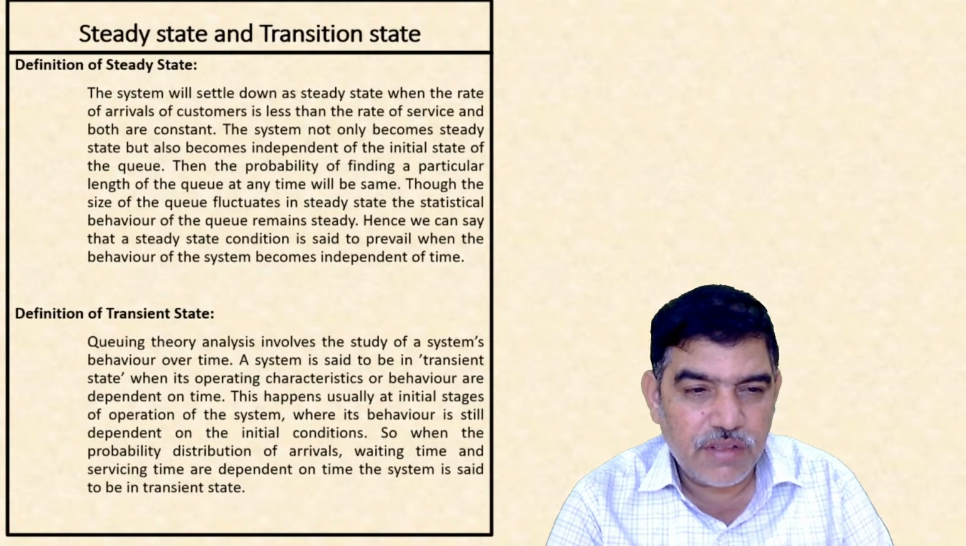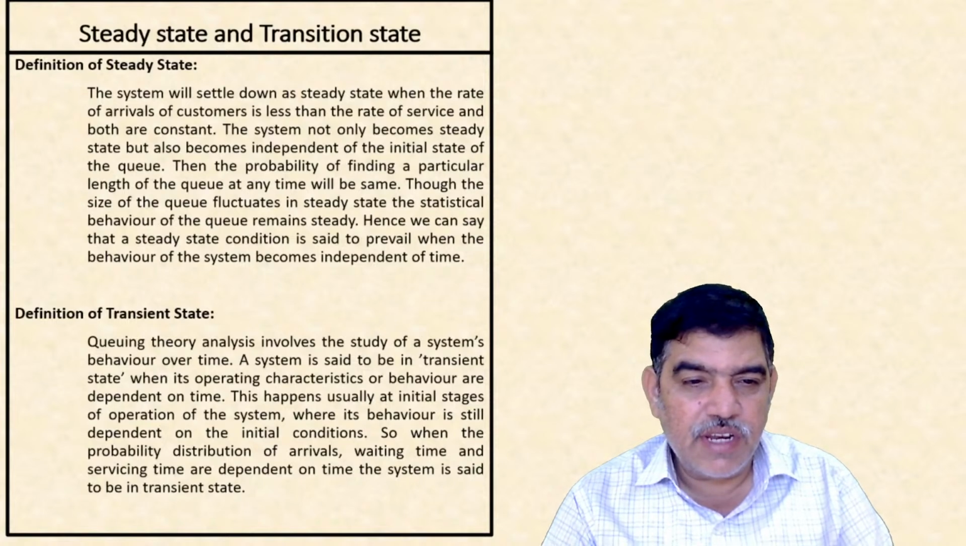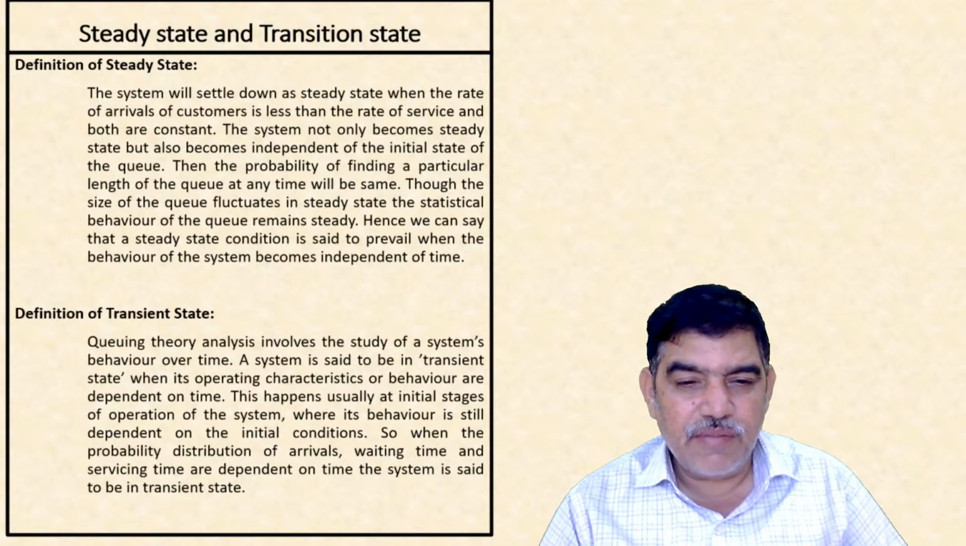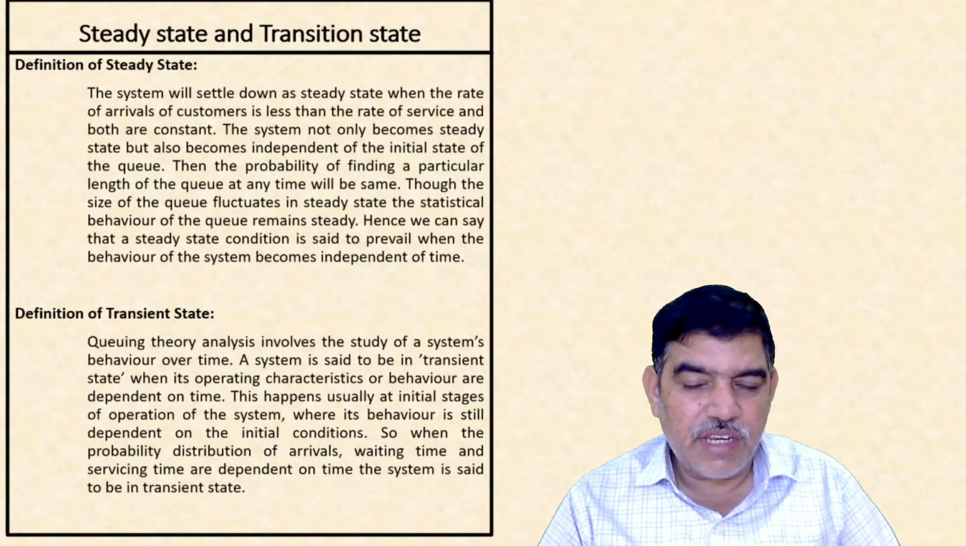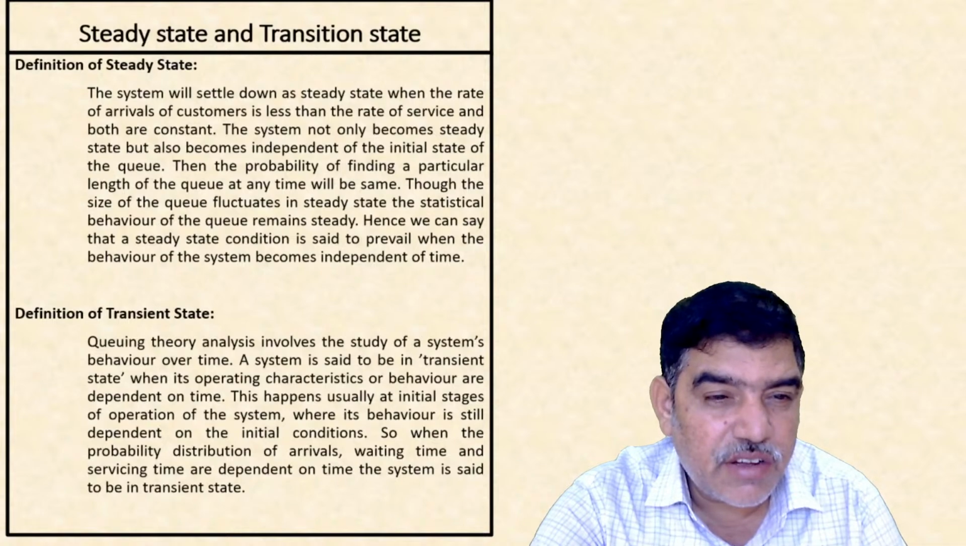So when the probability distributions of arrivals, waiting time and servicing time are dependent on time, the system is said to be in transient state. So this is the difference between the steady state and the transient state.